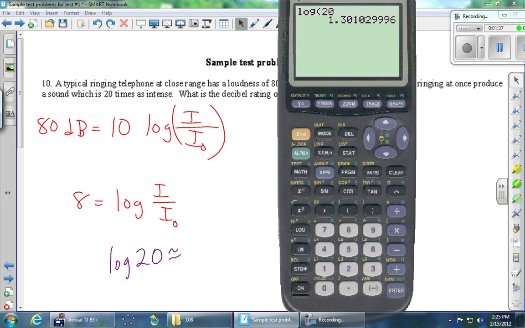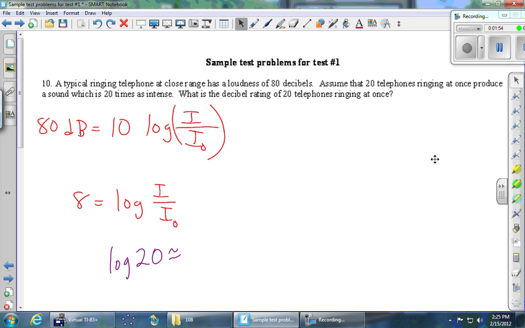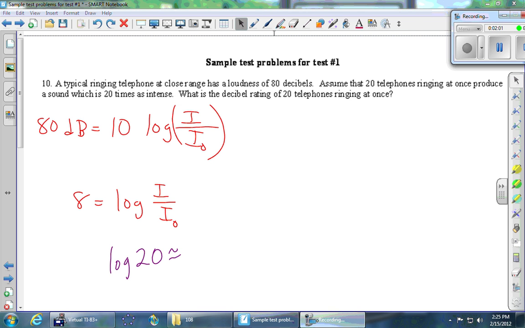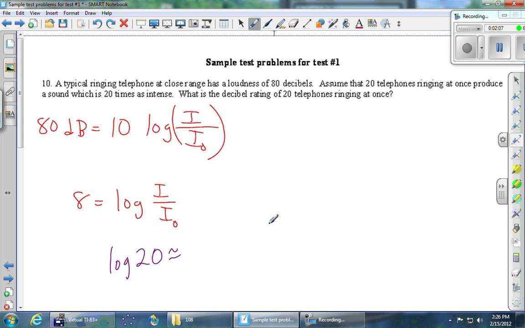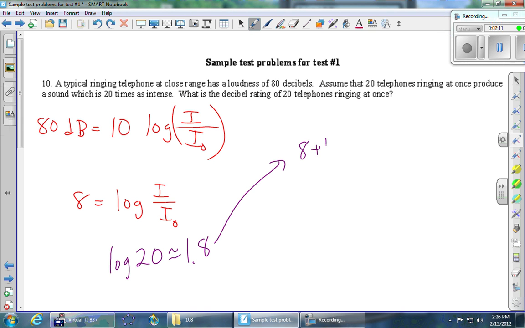I can then add that to the 8 that I found before, and we get 9.3. But then because this funny 10 times goes in front of the log for the decibel rating, if we multiply by 10, I think we get the new decibel rating is 93 and change. Okay, so we found it was 1.3 and then we added the 8. So 93 decibels is the loudness of 20 telephones ringing at once.